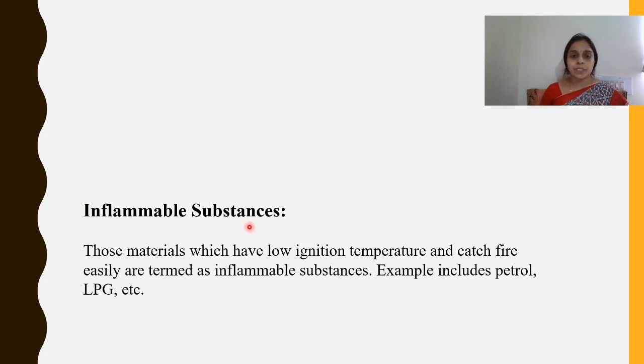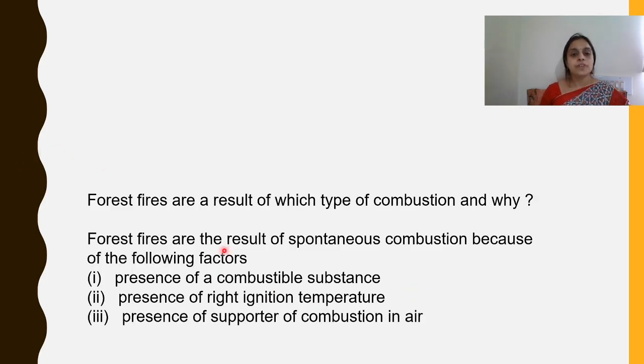Coming to inflammable substances. These are substances which have a very low ignition temperature and catch fire easily. Examples are petrol and LPG. Forest fires are the result of which type of combustion and why? Forest fires are the result of spontaneous combustion because of the following factors: the presence of a combustible substance, the presence of the right ignition temperature, and the presence of a supporter of combustion in air.